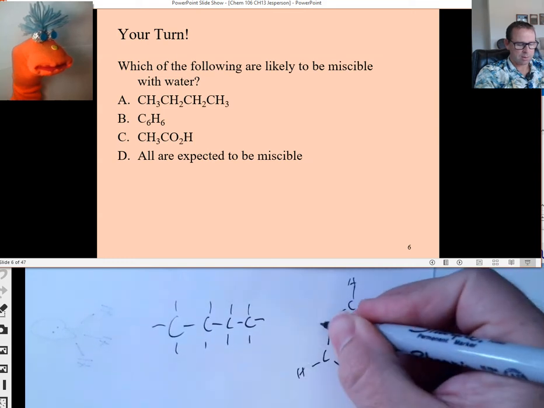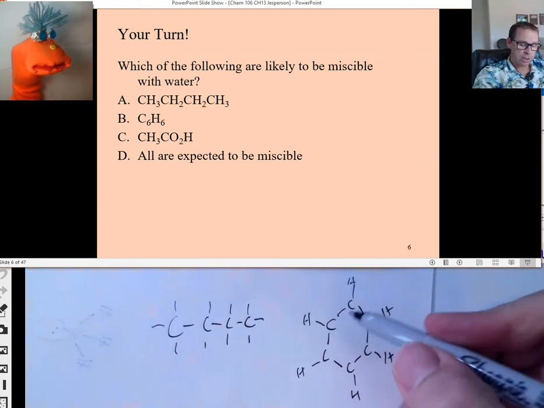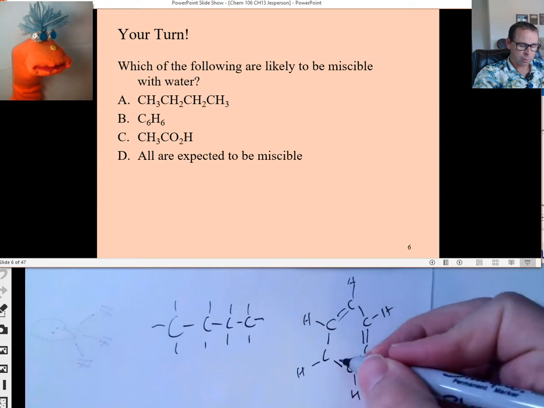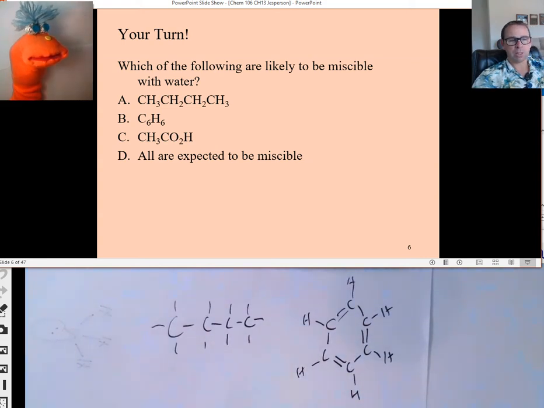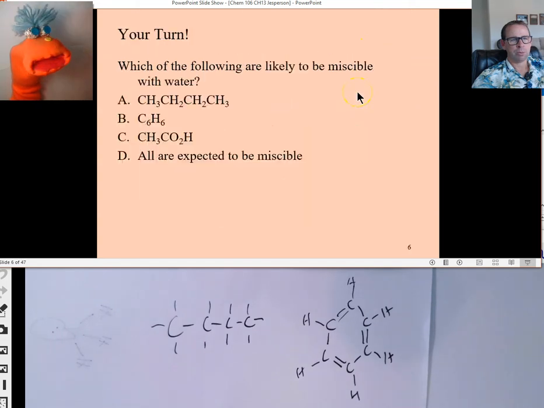circle like this, a ring, and then 6 hydrogens bound to those carbons. Now, we know that each carbon has to have 4 bonds, and so we can distribute double bonds until every carbon has 4 bonds. But have we seen this before? Yeah, we just saw that on the previous one. That's right. Right here, right? Benzene. So what did we say about that? Not miscible with water. All right, now how about this one?